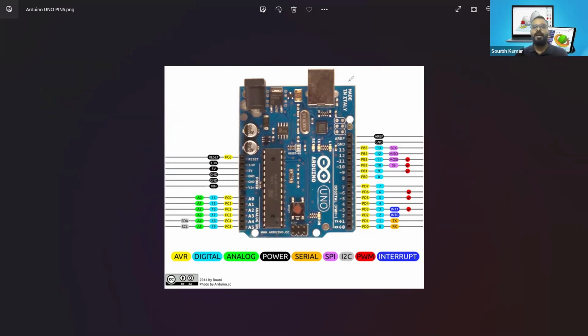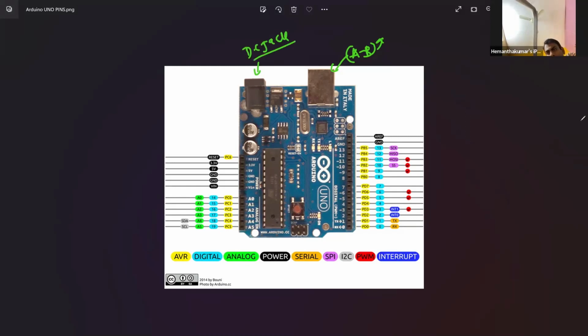In the microcontroller board, if I try to explain in detail, we have this A to B type of port to establish communication between the computer and the microcontroller. And also we have the DC jack.